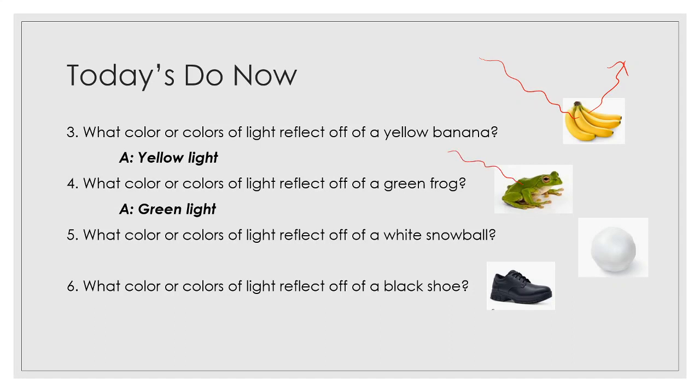If any green light came streaming in here, it would bounce off the frog and come out here. That's why you would see him as green.